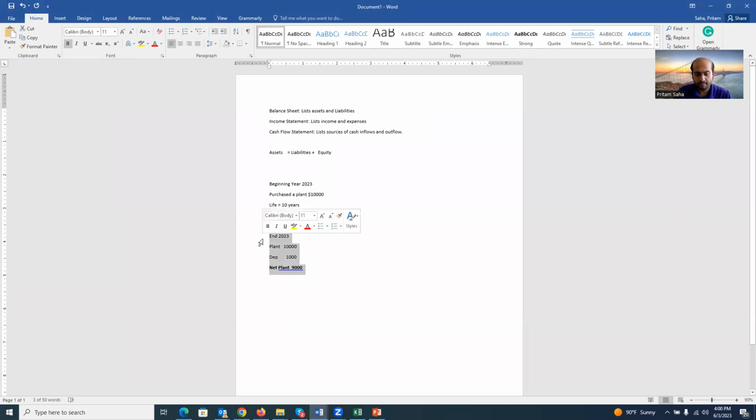If you do the same job for 2024, it will be $2,000 because we use the asset for 2 years, $1,000 depreciation each year. Okay.